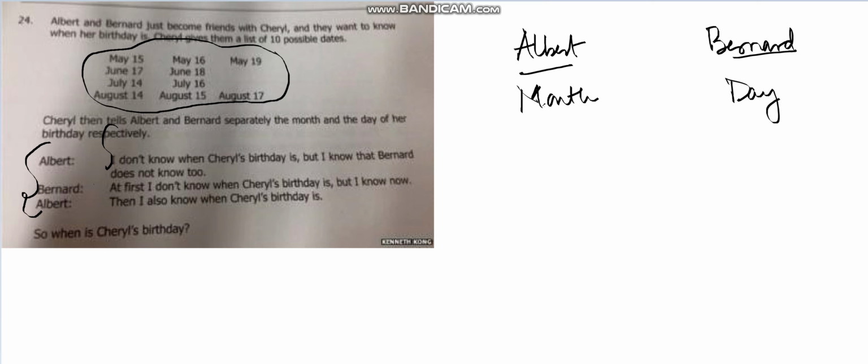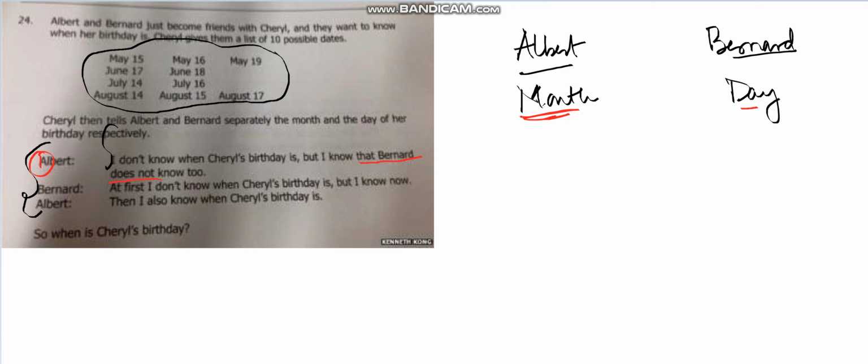So let's start with the first statement. Remember, Albert only knows the month, so Albert knows May, June, July, or August. And Albert says, I don't know when Cheryl's birthday is, but I know that Bernard does not know. Obviously Albert doesn't know, because he is told just a month, and all four months have multiple dates. But what's interesting is he says he knows that Bernard does not know.